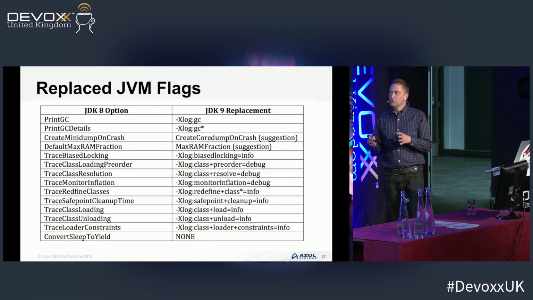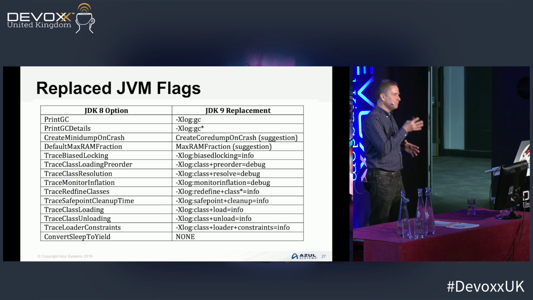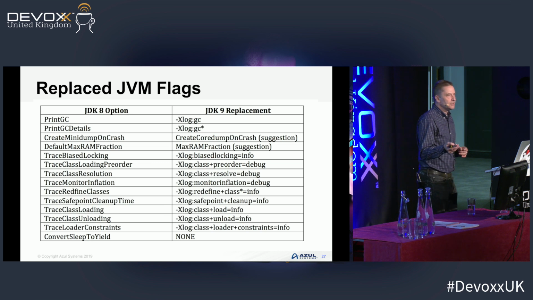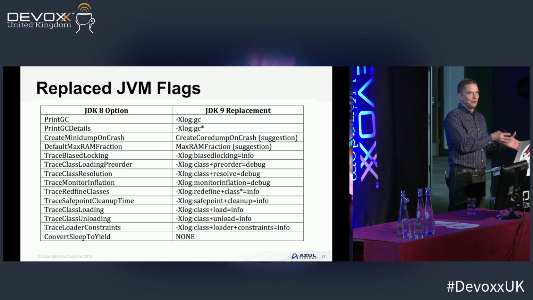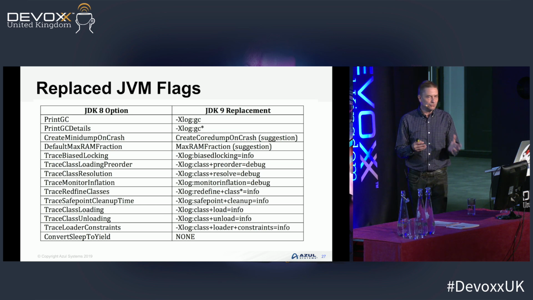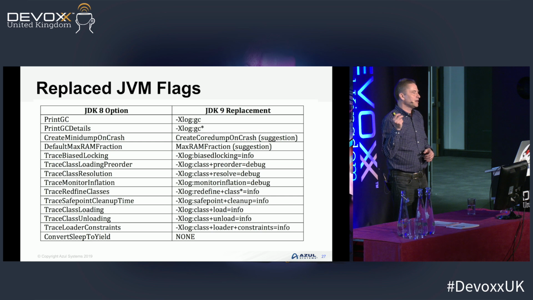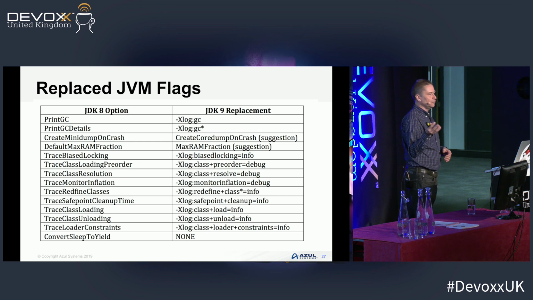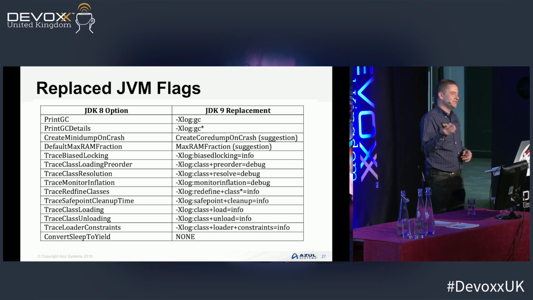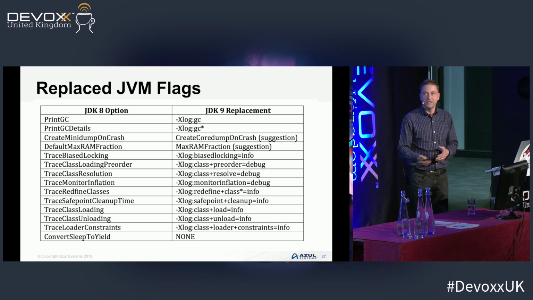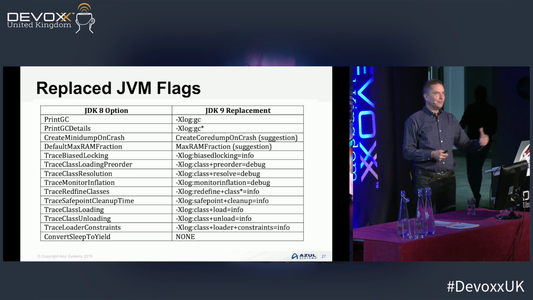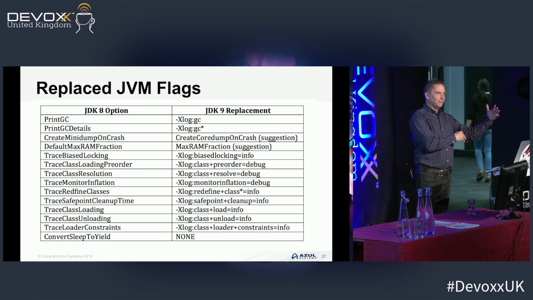Then there are a whole set of flags that have been replaced, and this is mostly to do with the unified logging framework. Things like PrintGC, which I know a lot of people do use. PrintGCDetails is also one that's very common. That's now been replaced with -Xlog:gc or -Xlog:gc*, depending on what you want to do with that. As you can see, there's a whole set of other ones. Because these slides will be available later, I won't go through all of these. You can have a look at the slides later to see what the mappings are.